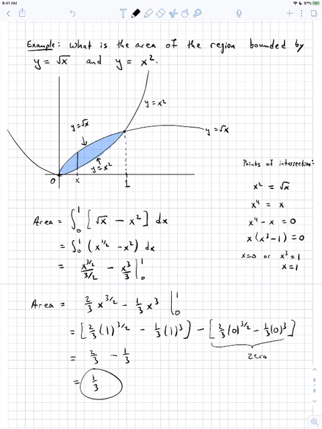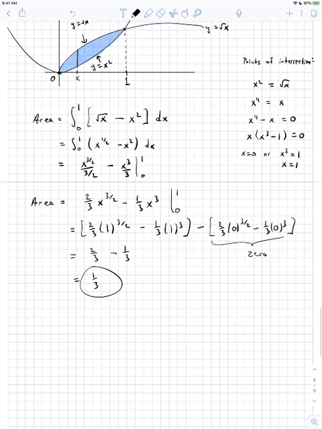It's also possible to do these with horizontal cross-sections. So we can also use this method with horizontal cross-sections.